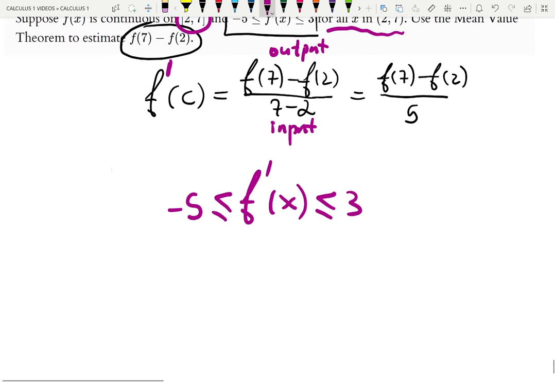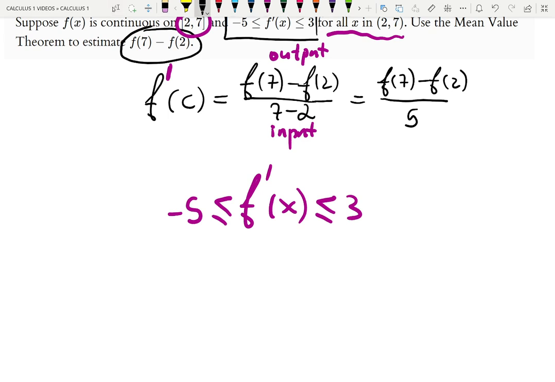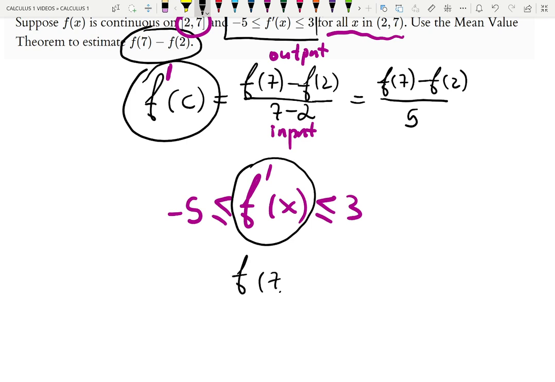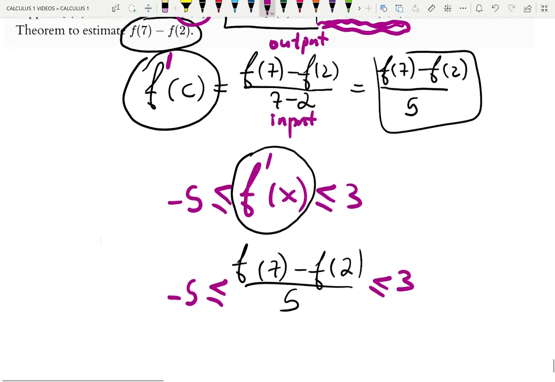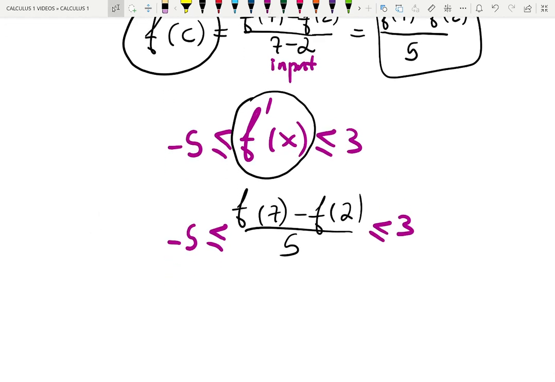Thus, using this knowledge, we can now say that this derivative is between -5 and 3, right? So (f(7) minus f(2)) divided by 5 is also between -5 and 3, not just at c, because it says for all x on [2, 7]. And c is on that interval based on the mean value theorem. Now you can simplify and answer the question.